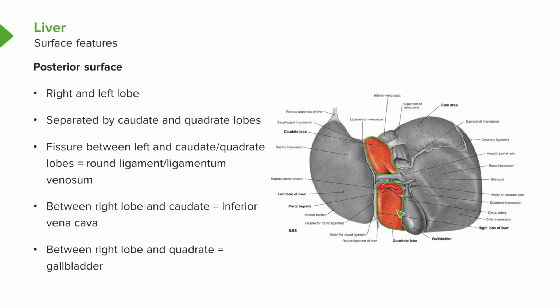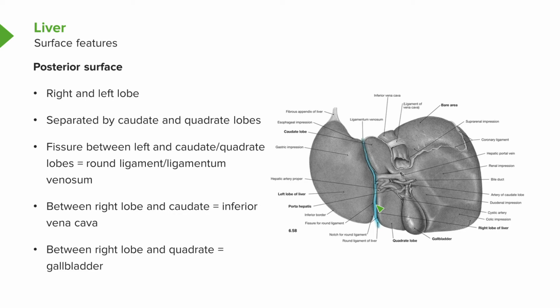There's a fissure between the left and the caudate and the quadrate lobe. So this fissure running down here is an important fissure as it contains the round ligament of the liver. It contains that round ligament of the liver, which is now going to run up in this direction. And it becomes, as it's running on this posterior surface of the liver, the ligamentum venosum. It just changes its name.